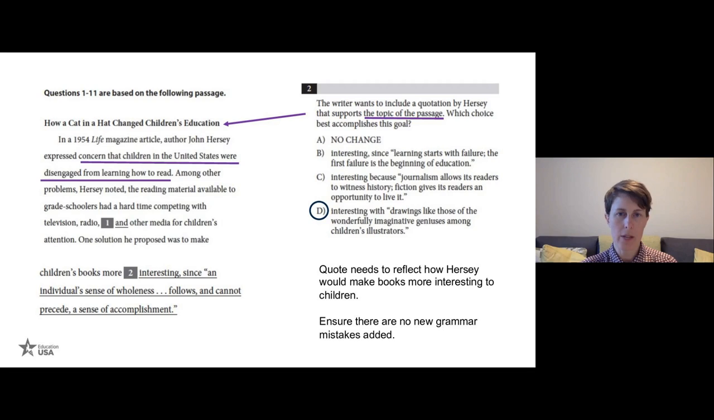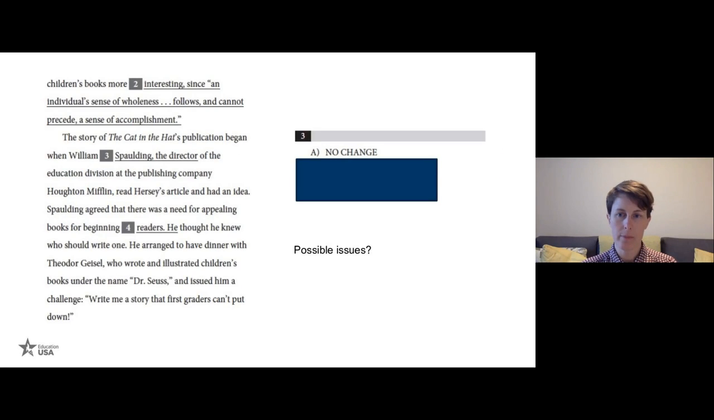D was the answer to this one. I know that these ones can be pretty challenging, because it involves command of evidence and having to find reasons throughout the passage of why that answer choice is the best choice. All right, let's keep moving along to number three. And in the chat, oh dang, it's okay. It was a nice try. Like I said, this is a harder choice.